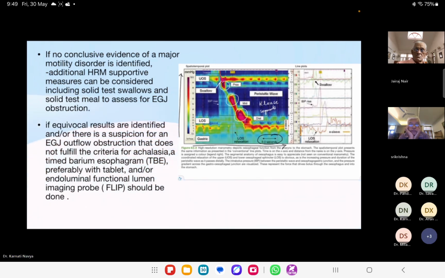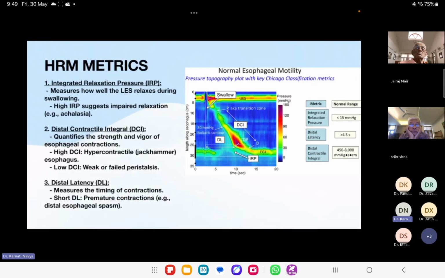And in the lower part, there is LOS, which is the lower esophageal sphincter. And there is a break between the contraction phase and the lower esophageal sphincter. That is called the lower esophageal sphincter relaxation period. In this HRM matrix, what we normally study is the integrated relaxation pressure, which is nothing but the lower esophageal sphincter relaxation period. If there is high integrated relaxation pressure, that means there is impaired relaxation. Example, in case of an achalasia cardia.